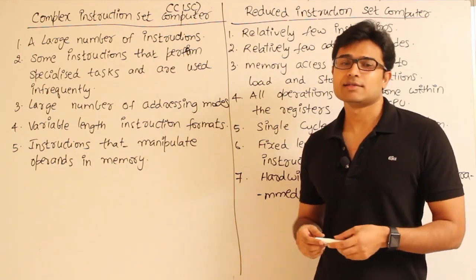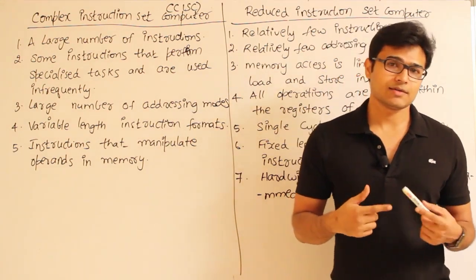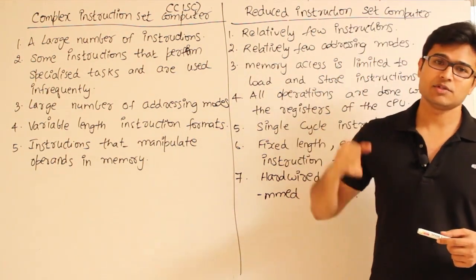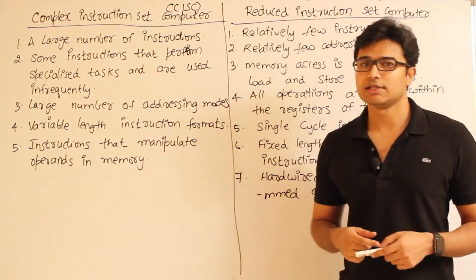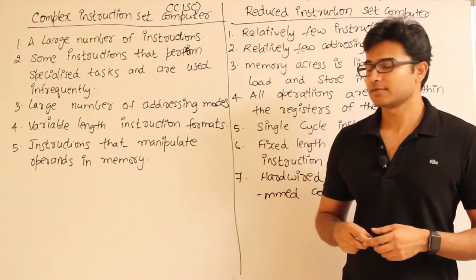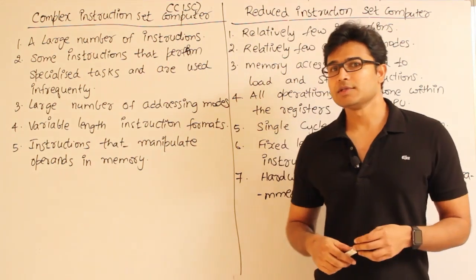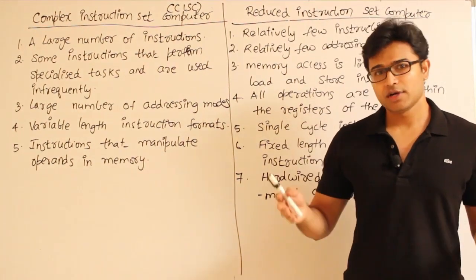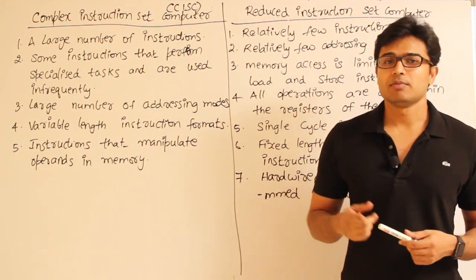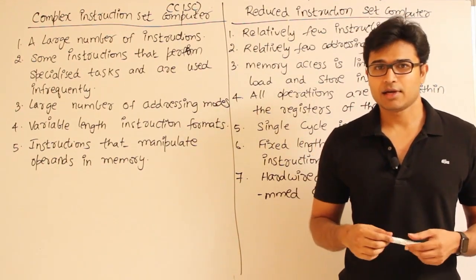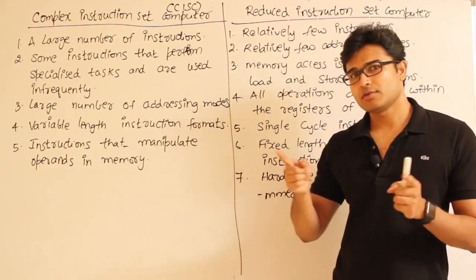But what is the advantage? The added advantage is, if you have more addressing modes, then your program can be translated faster. A high level language program can be directly translated to a low level program very easily. Compilation is easy. And the next one is variable length instruction formats, which means we'll have 1-word instructions, 2-word instructions, 3-word instructions, like that. So depending on the number of operands provided and the type of addressing mode, the size of the instruction may be large or it may be smaller.